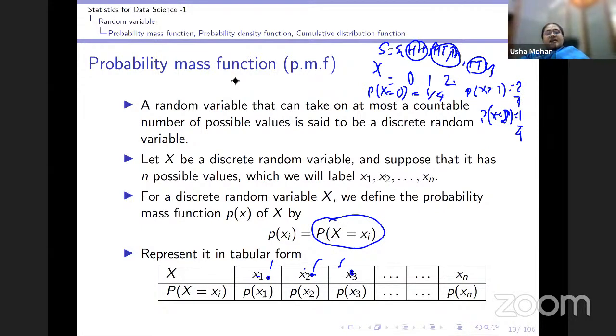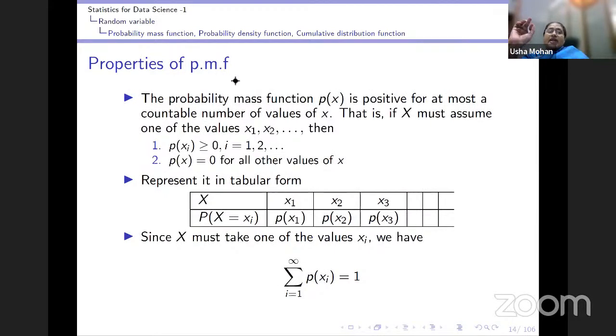So what are the key properties of the probability mass function? Since this is a probability, it should be greater than or equal to 0. And the summation of all probabilities has to be equal to 1.